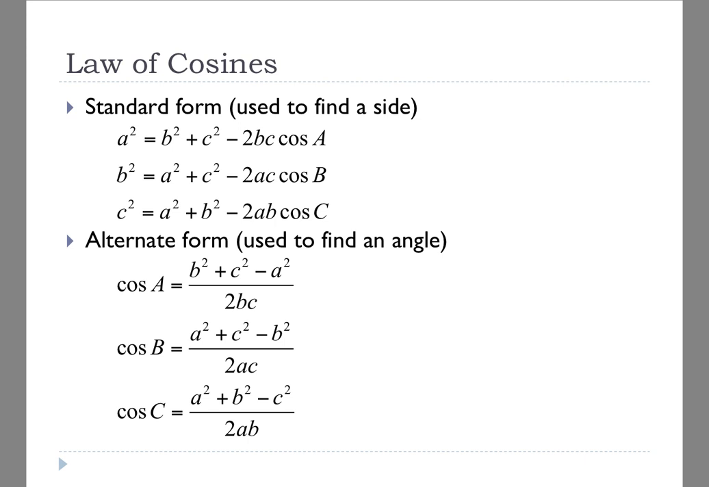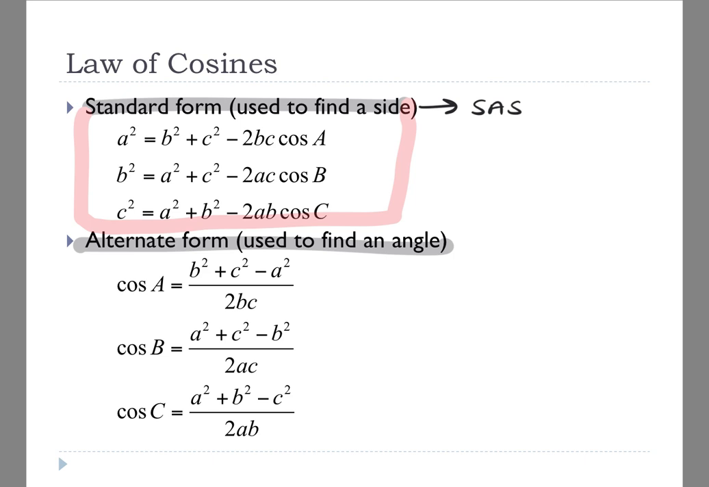These two formulas, one can be derived from the other, but they are the same formula. They're just shifted around, solved for something different. The standard form is used to find a side. There's a pattern, and if you just remember your pattern, it will make life easier. If I'm trying to solve for a side, so this case would be if I had side, angle, side, then a squared equals b squared plus c squared minus 2bc times the cosine of A.